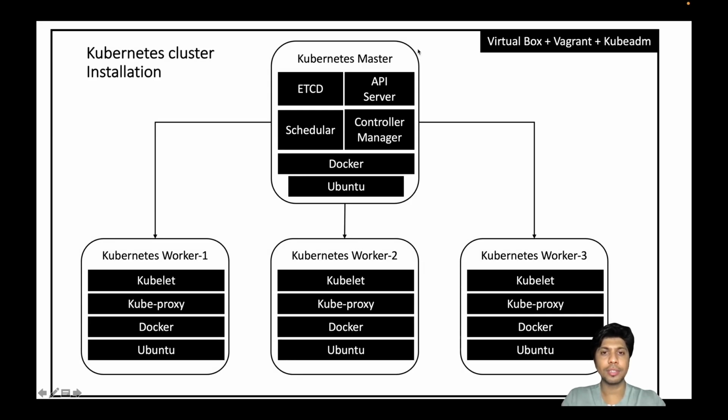Hello viewers. So today we are going to install a Kubernetes cluster using VirtualBox, Vagrant and kubeadm. The cluster will have one master node and three worker nodes.